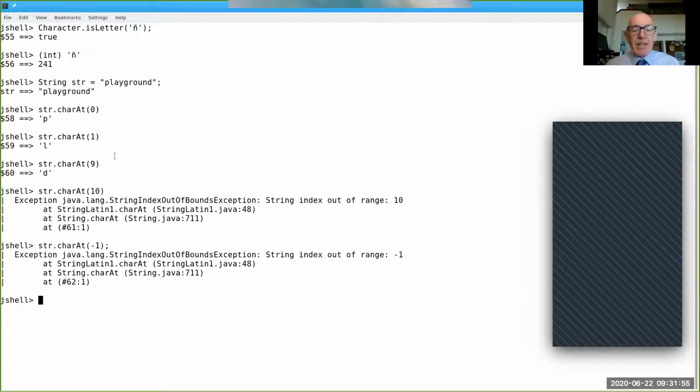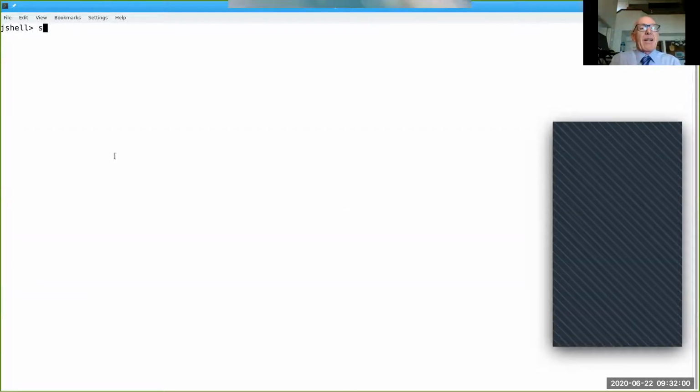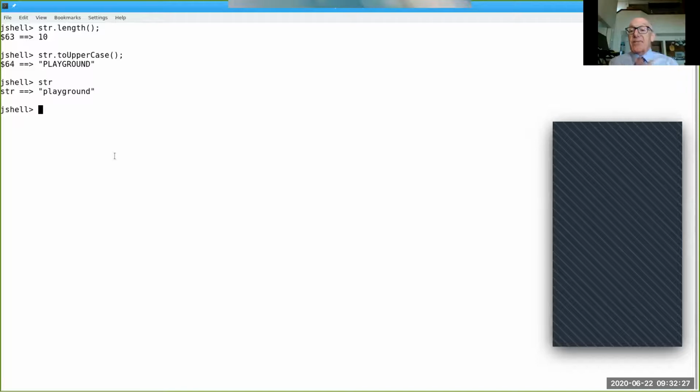Well, as long as we're talking about these strings, I can say string.length. This is a method that takes no arguments, and it'll tell me how long the string is. I can say string.toUpperCase. Now, this always gives me back a new string. If I look at what's in string, it's unchanged. All of these string methods give you back some completely new string. They never, ever, ever, ever change the original.